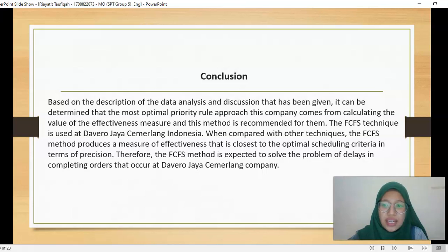The FCFS technique is used at Dharmawan Cemerlang Indonesia. When compared with other techniques, the FCFS method produces a measure of effectiveness that's closest to the optimal scheduling criteria in terms of precision. Therefore, the FCFS method is expected to solve the problem of delays in completing orders that occur at the Dharmawan Cemerlang Company.